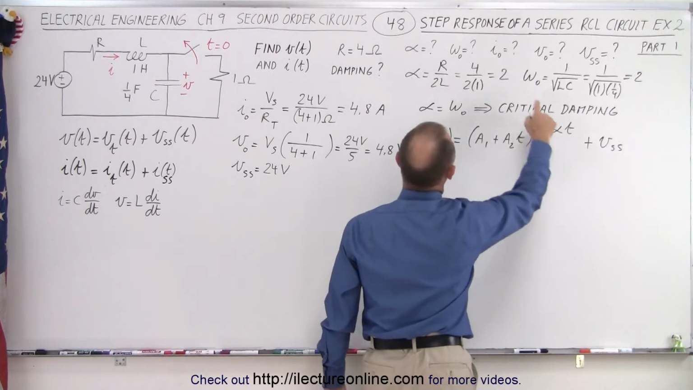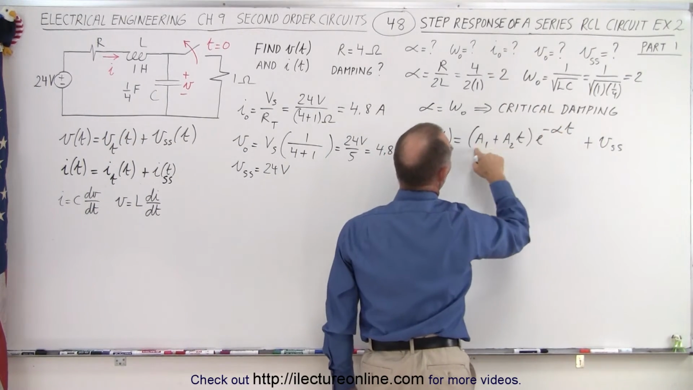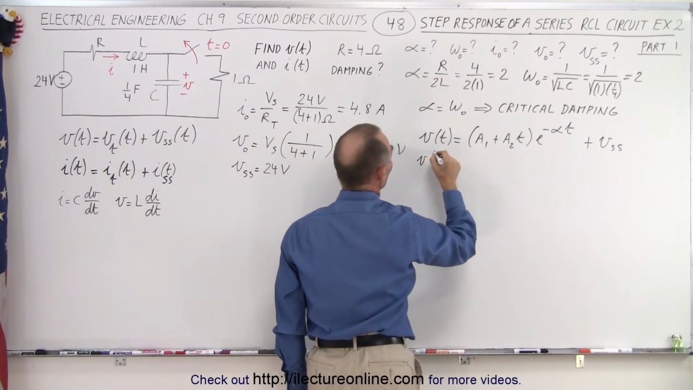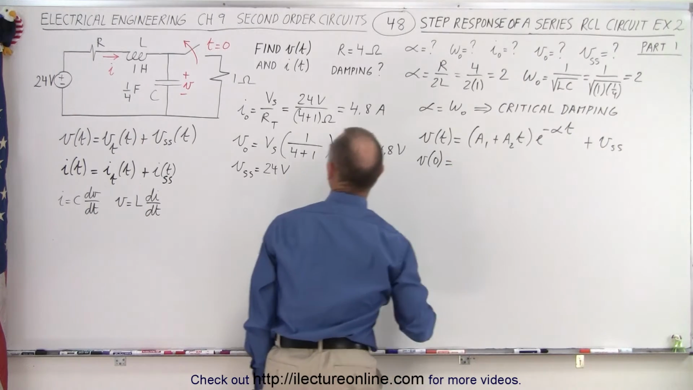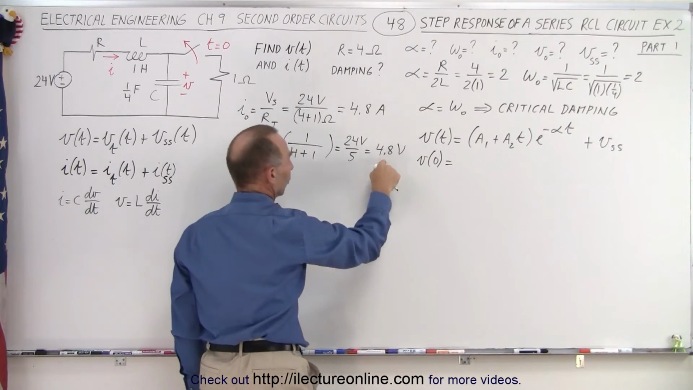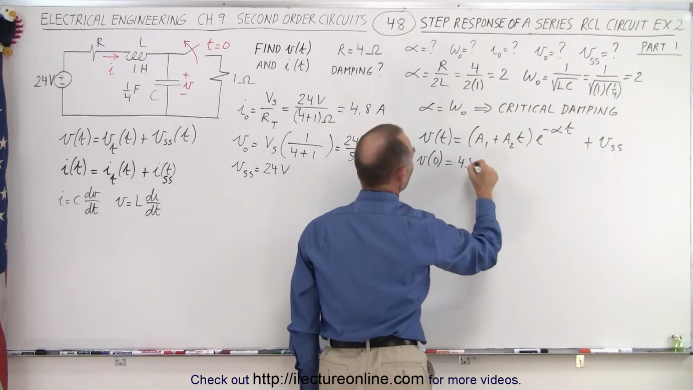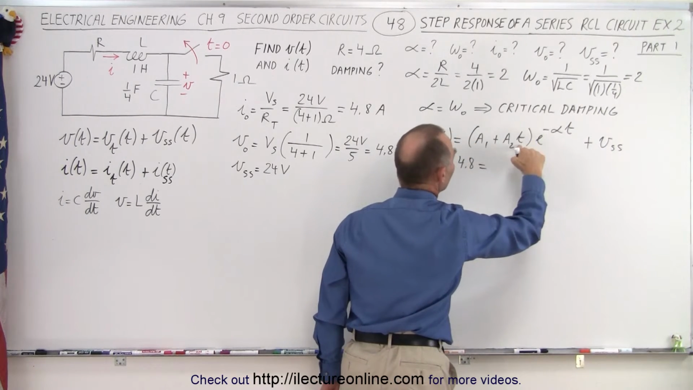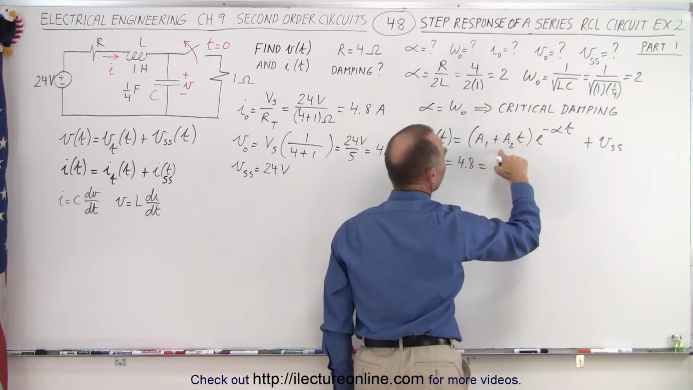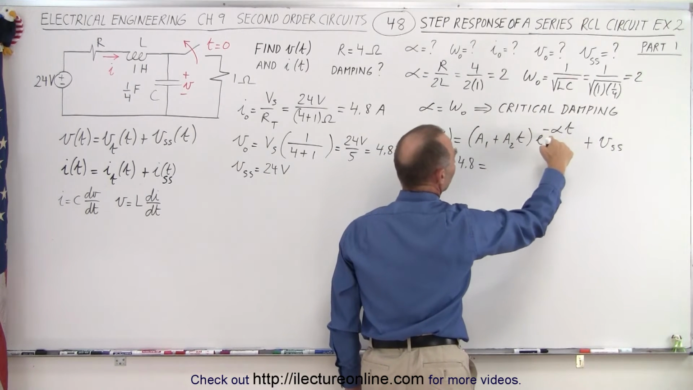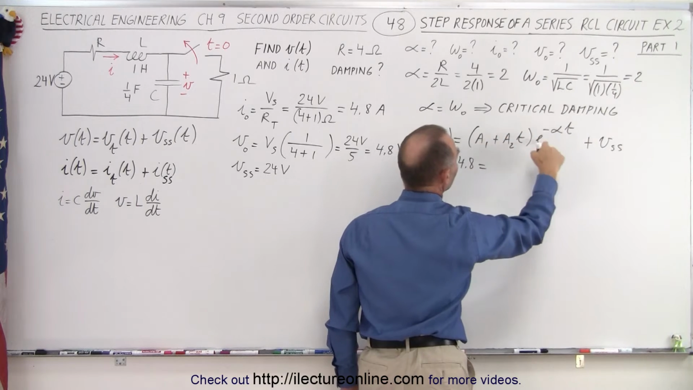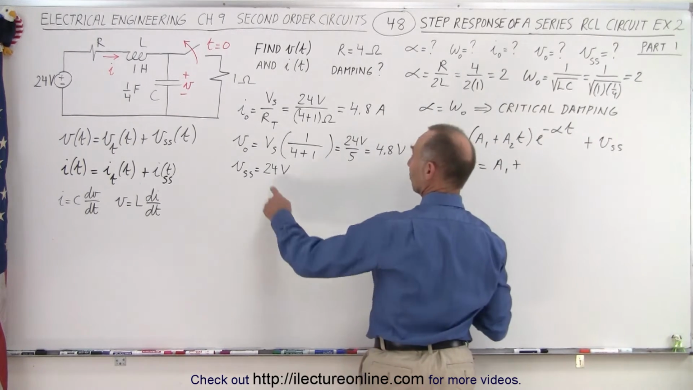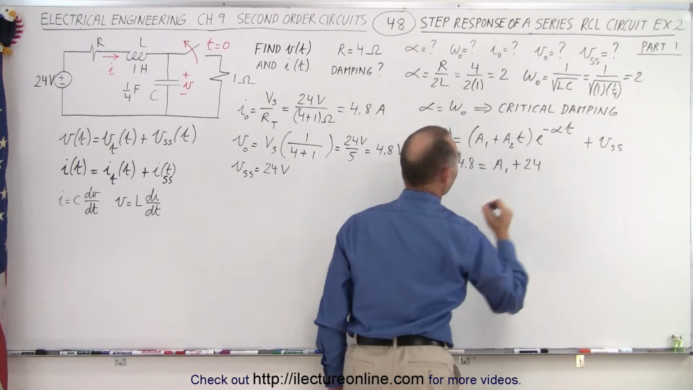So now we see that we have alpha, which is equal to 2, but now we need to know the constant. So what we're going to do is say the voltage when time is equal to 0 is equal to, and we have that right here, 4.8, which is equal to this function right here with t equal to 0. Well, when t equals 0, this drops out. When t equals 0, this becomes 1, so we have A1 times 1 plus the steady state voltage, and the steady state voltage is 24.